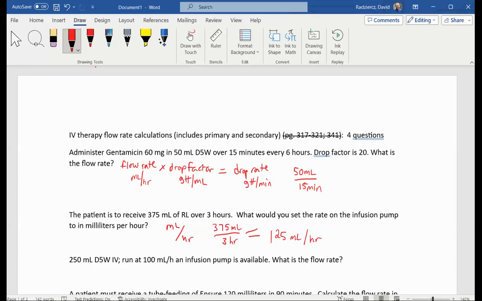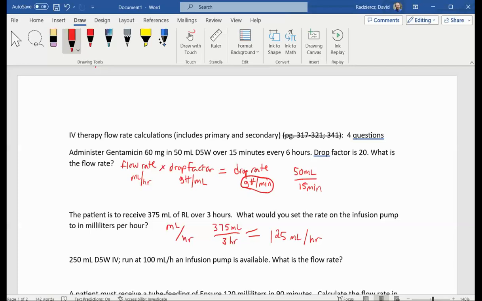Okay. Hold up, because what are we looking for here? We're looking for drops per minute, right? So we want it to stay in minutes. So don't convert minutes to hours, not in a drop factor. You do convert minutes to hours when we're converting flow rates, to just a standard flow rate, milliliters per hour, but we're not doing that right now. We're doing a drop factor.